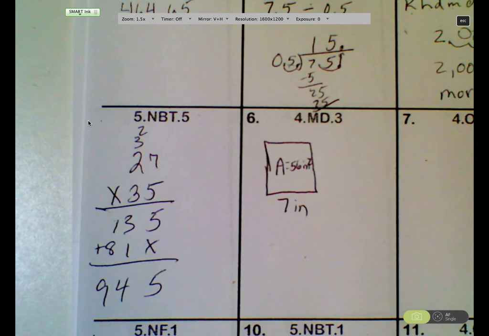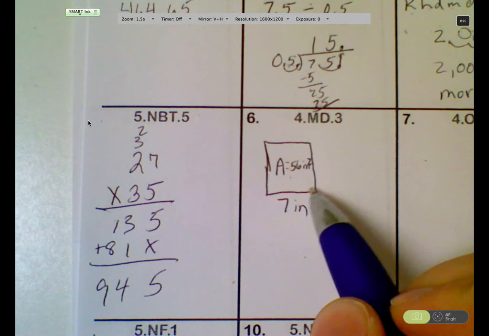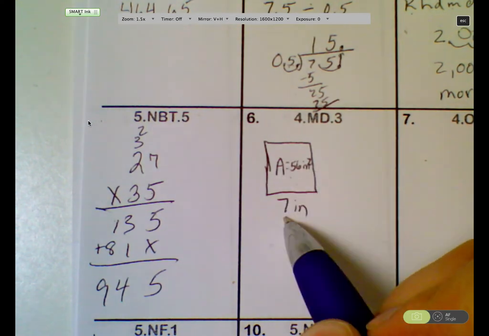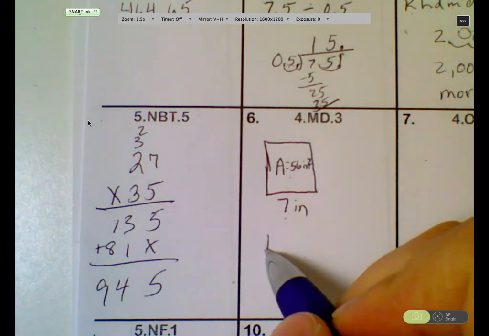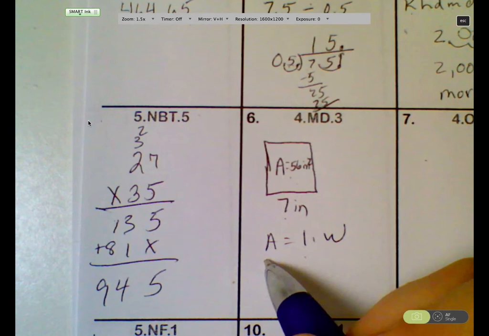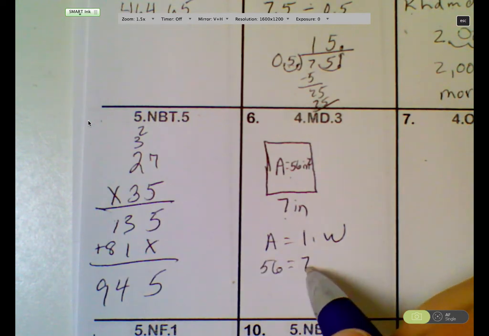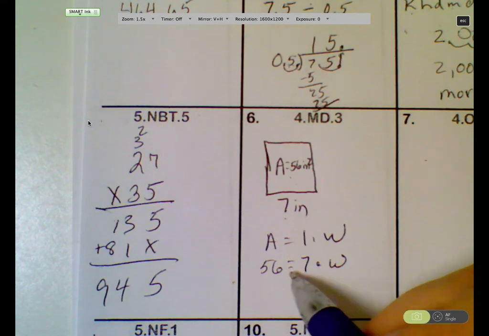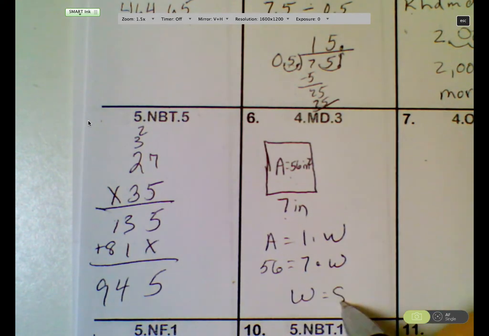Number 6, the area of a rectangle is 56 inches squared. The length of one side is 7 inches. Find the width. Notice my area means I shade in the inside. Okay, I put my 56 on the inside. One of my lengths is 7. Area equals length times width. I'm going to fill in the information I have. I know the area is 56. My length is 7. Then just ask yourself, what times 7 gives you 56? That would be 8 inches.